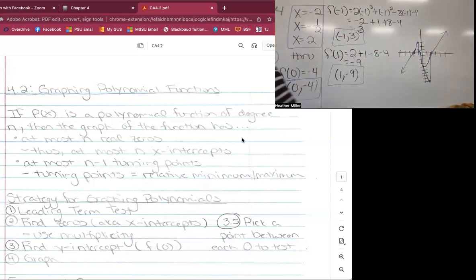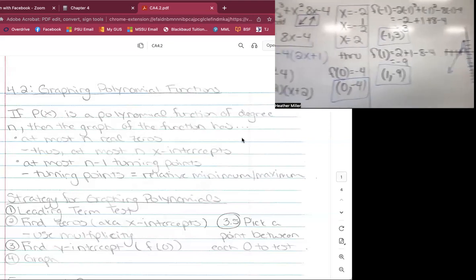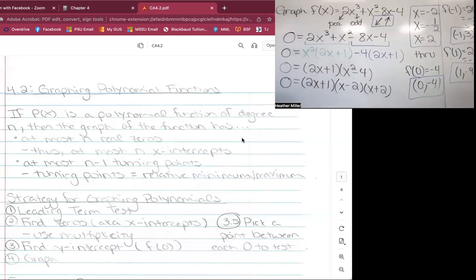All right, let's do another one, and then we'll talk about one more theorem that can be helpful when it comes to talking about our polynomial functions. Let me slide you back down.